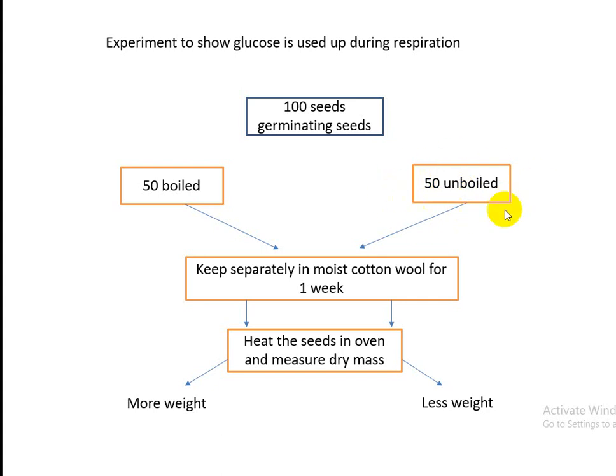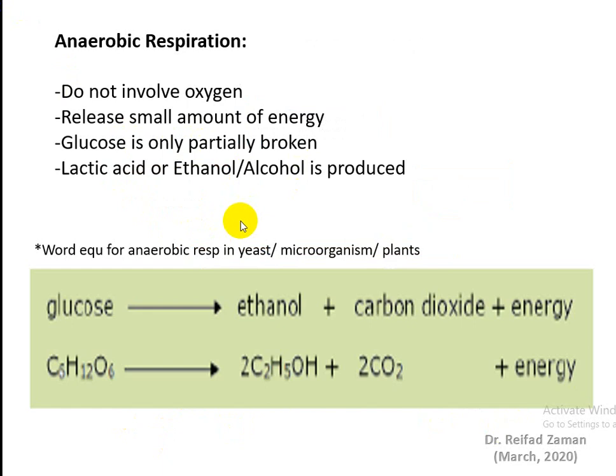unboiled seeds were alive. So they carried out respiration and they broke down their glucose, and as the glucose was broken down, carbon dioxide and water were released and escaped into the atmosphere, so their weight gradually decreased. But the boiled seeds, since they were dead, all the glucose remained stored in their body. So since there was no change in their glucose level, no breakdown, that's why their mass was comparatively higher.